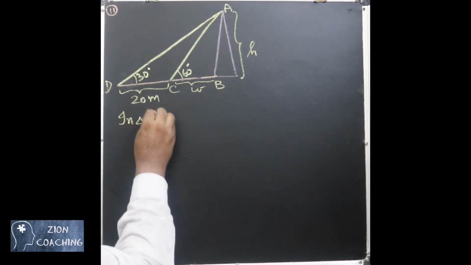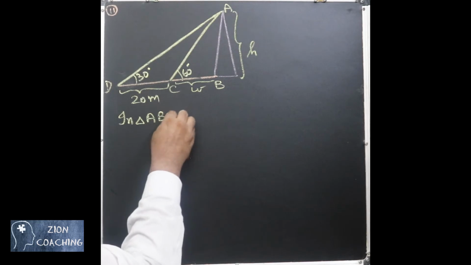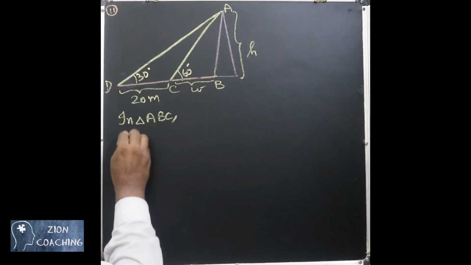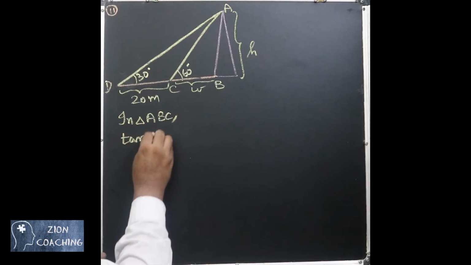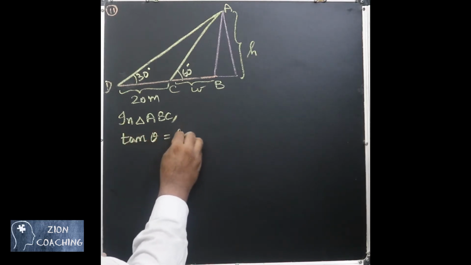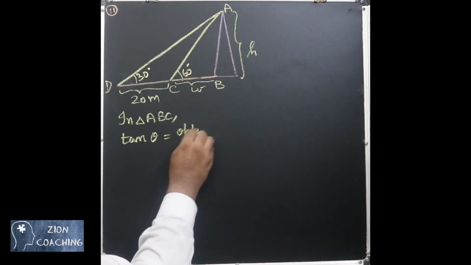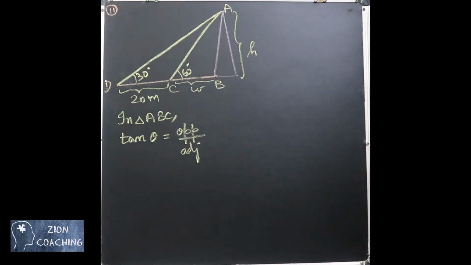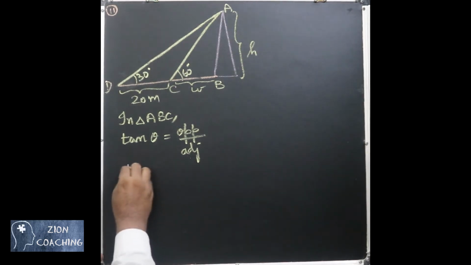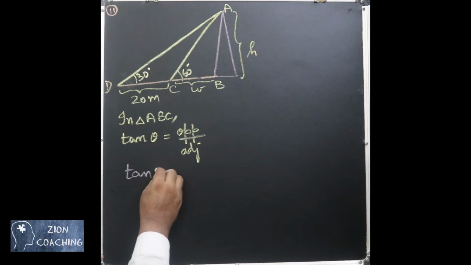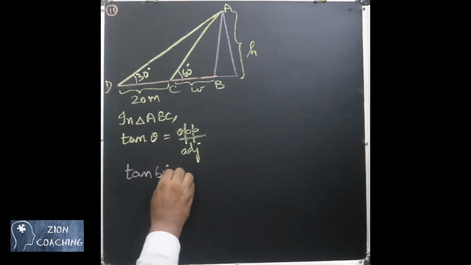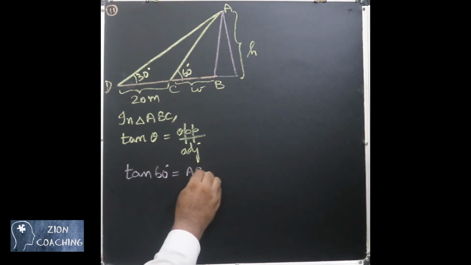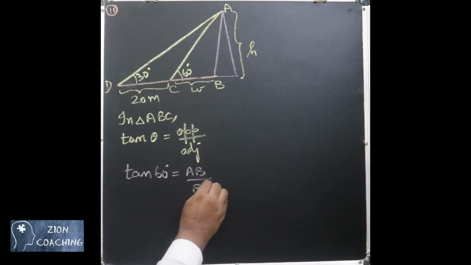In triangle ABC, angle is given. We are going to relate the opposite side and the adjacent side. So we are going to take tan theta. Tan theta is opposite side by adjacent side. Now substituting the values, we have tan 60 degree equal to opposite side, which is AB, by adjacent side, that is BC.